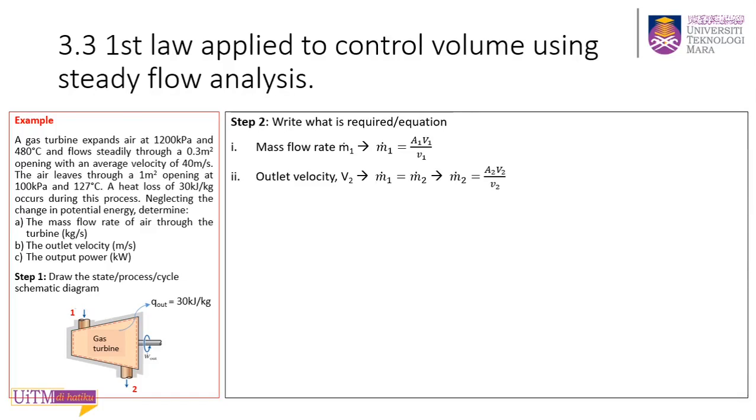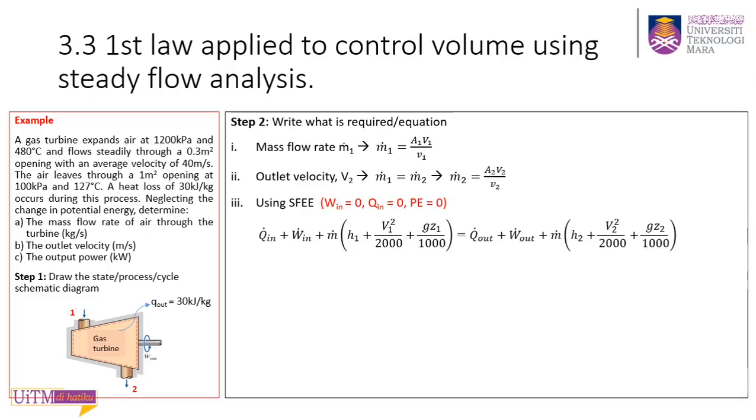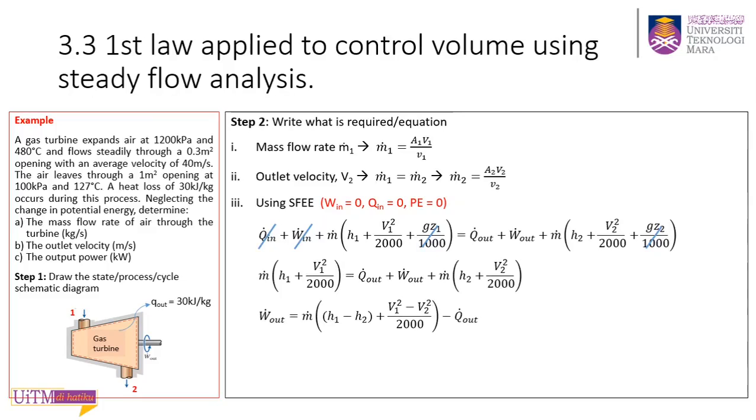For work output, we will apply the SFEE based on the given conditions. Please remember to write the conditions which is given from the question. Start with writing the general equation. Cancel the terms based on the condition. Then rearrange the equation to determine the work output. Now, since the substance is a gas, h must be replaced with CpT in the equation.